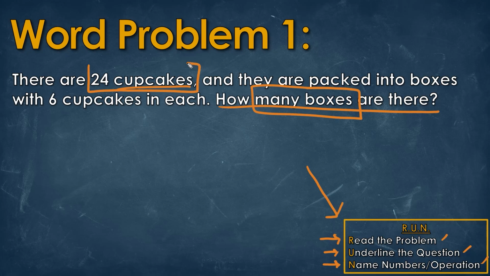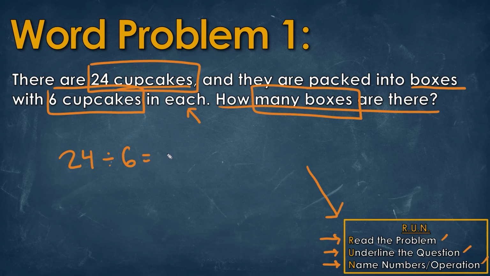So we see that there are 24 cupcakes. There are 6 cupcakes in each, which they mean in for boxes. Now this word each gives it away that it is a division word problem. So we want to figure out how many boxes there are with 6 cupcakes in each. Knowing that, we'll take 24 and we'll divide it by 6 to get an answer of 4 boxes.